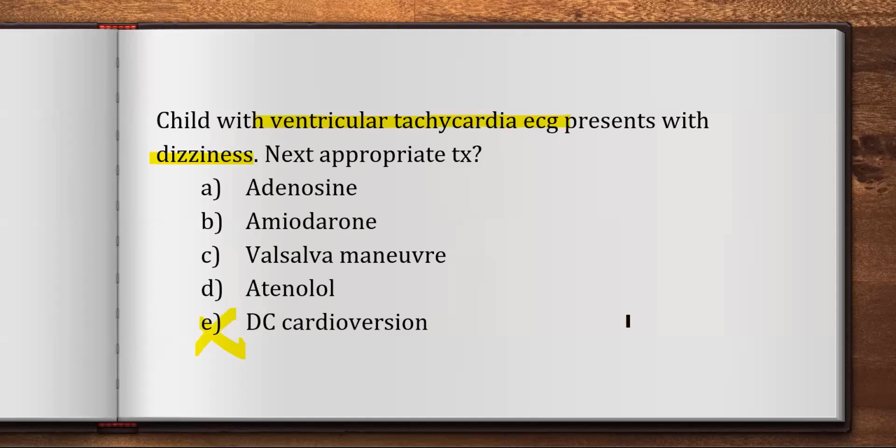Now, most of you, I can see, are choosing adenosine. Adenosine is for SVT. And this is not SVT, this is ventricular tachycardia. It's a little different. Yes, if it's a pulseless VT, then we go for cardioversion. But they haven't said anything about the pulse, so we will not think that it is a pulseless VT.